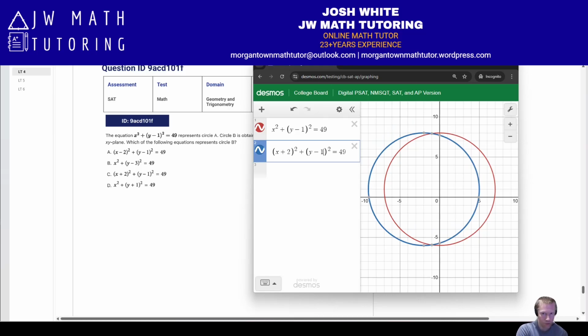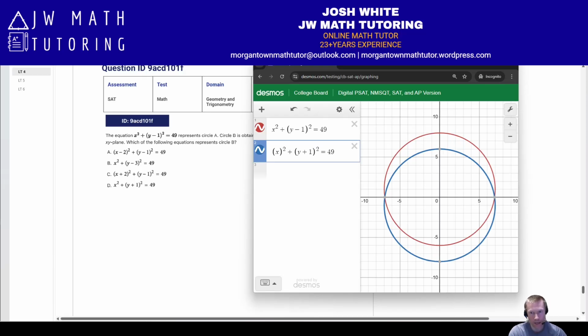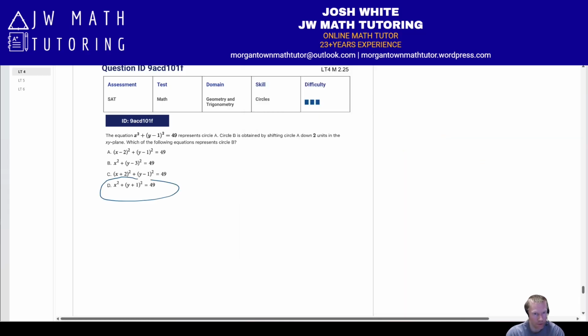Shifted down 2 units? No, looks like it's gone to the left by 2 units. Okay, let's go to D now. All right, here we have a circle, the blue one, which is shifted down 2 units from the red one. So the correct answer choice for this problem is letter D. Now, here is why the answer is letter D.